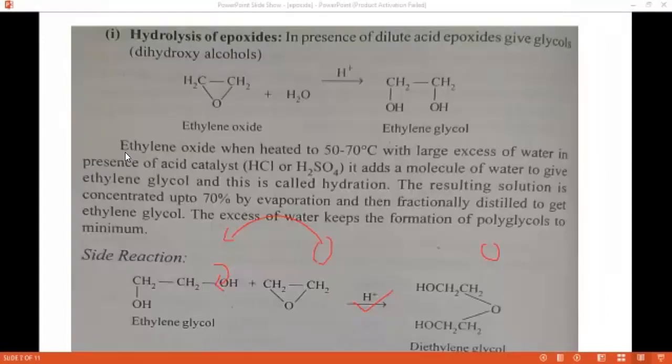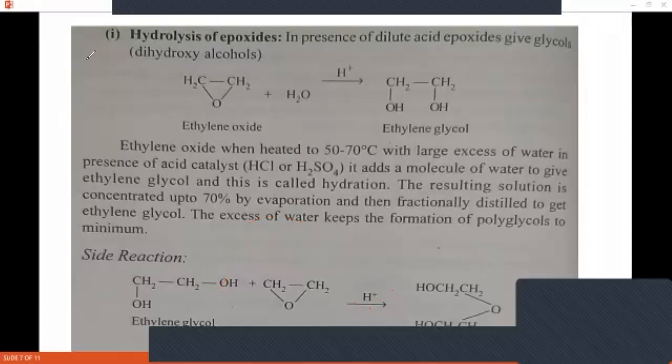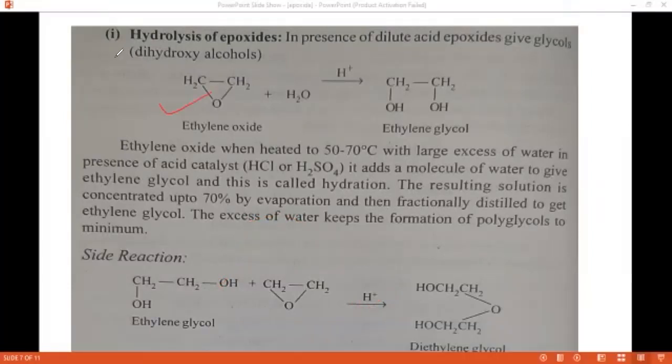Now the hydrolysis of epoxide. The ethylene oxide, that means epoxide, undergoes hydrolysis in the presence of acid, with the formation of glycols. Glycols means dihydroxy alcohols: di means two hydroxy groups. These two hydroxyl groups are attached to two adjacent carbon atoms. That is called ethylene glycol.